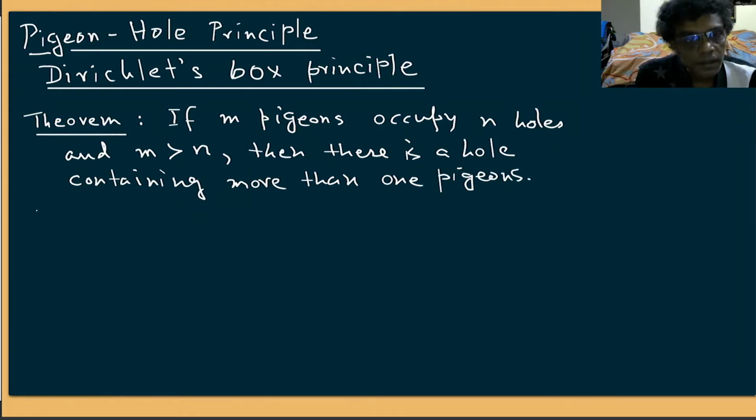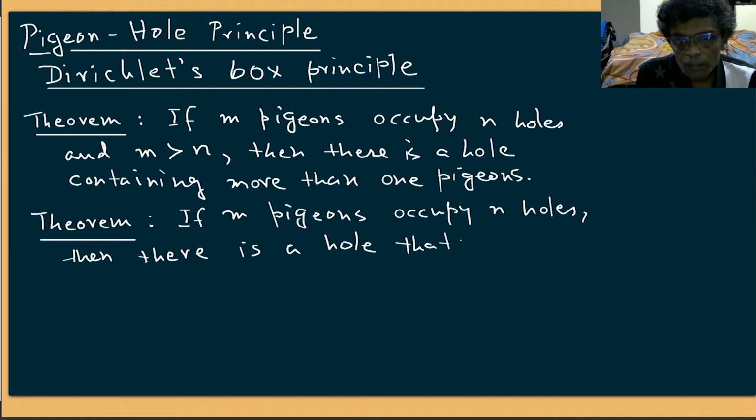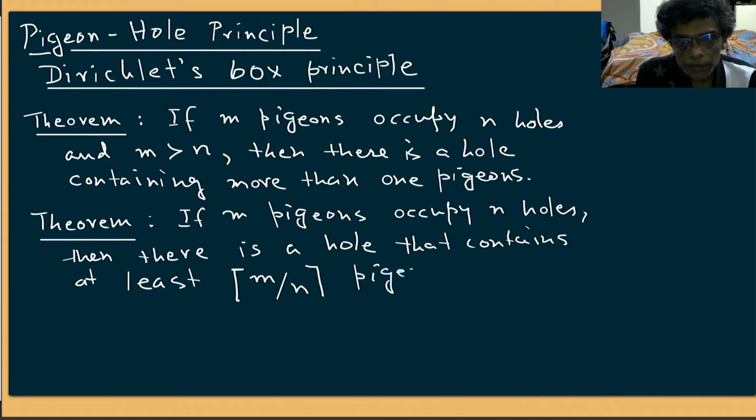And in fact, I can give you a slightly generalized version of this. If m pigeons, exactly the same initial thing, occupy n holes, then there is a hole that contains at least ceiling of m by n pigeons.